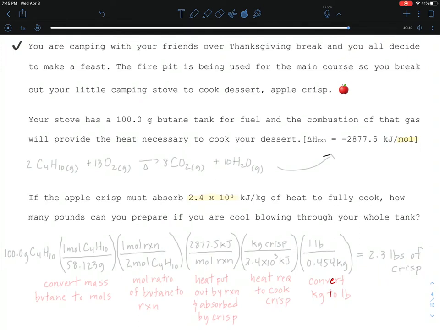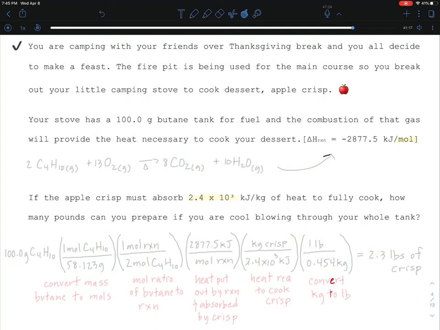We're going to put this into terms that will be important to us to figure out how much. What are they asking anyways? If the apple crisp must absorb 2.4 times 10 to the third kilojoules per kilogram of heat to fully cook, so that's per kilogram of crisp, right? So that thing has to absorb 2,400 kilojoules of energy per kilogram of apple crisp to fully cook. How many pounds of apple crisp can you make if you're okay with blowing through your whole tank?